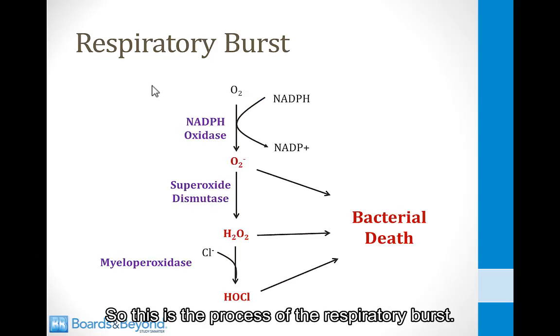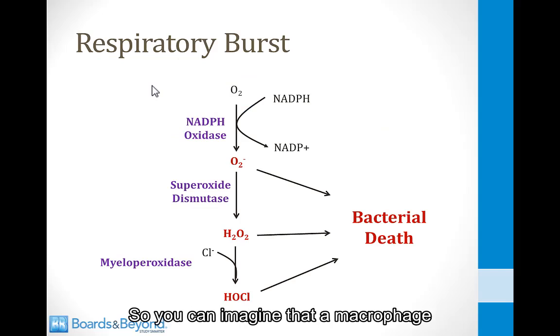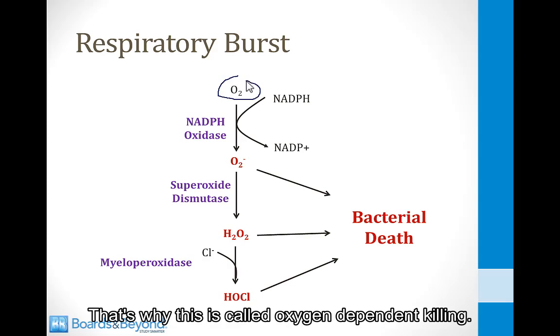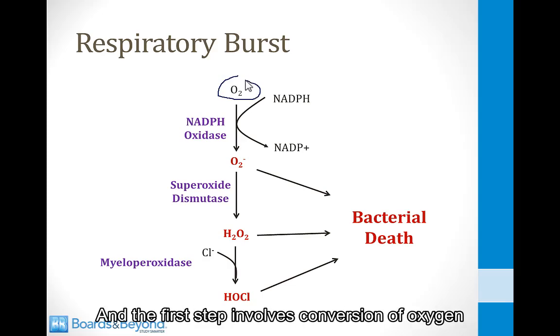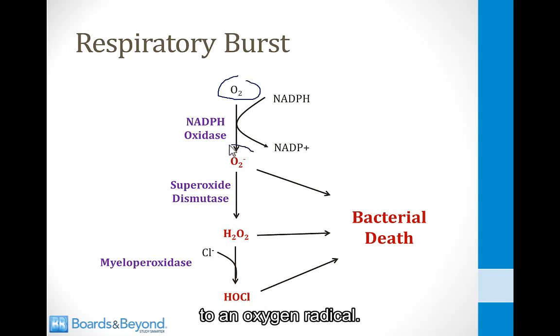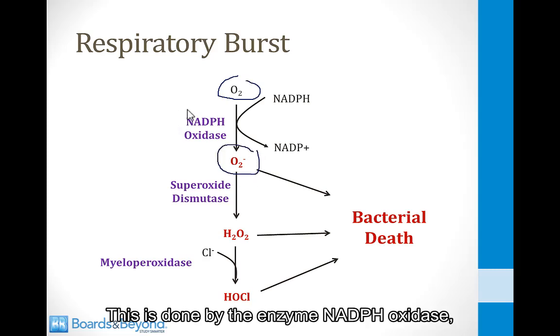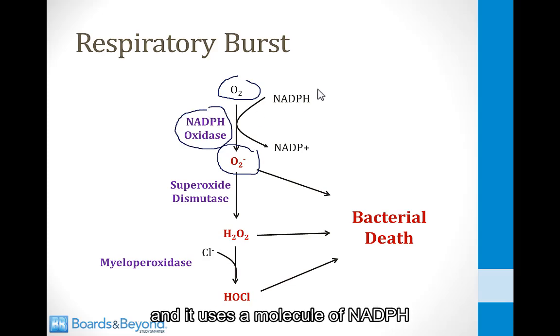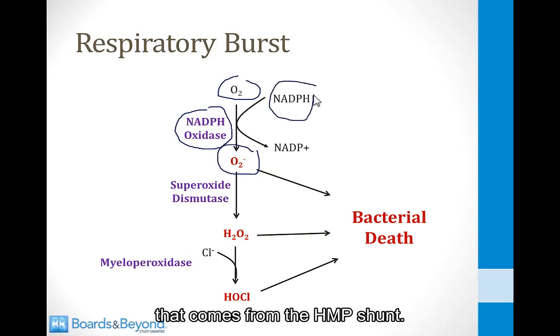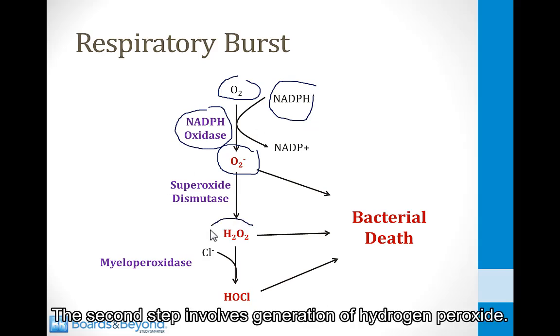So this is the process of the respiratory burst. You can imagine that a macrophage has engulfed a bacteria, and now it will use this series of reactions in order to kill the bacteria. The process begins with oxygen. That's why this is called oxygen-dependent killing. And the first step involves conversion of oxygen to an oxygen radical. This is done by the enzyme NADPH oxidase, and it uses a molecule of NADPH that comes from the HMP Shunt. The second step involves generation of hydrogen peroxide.